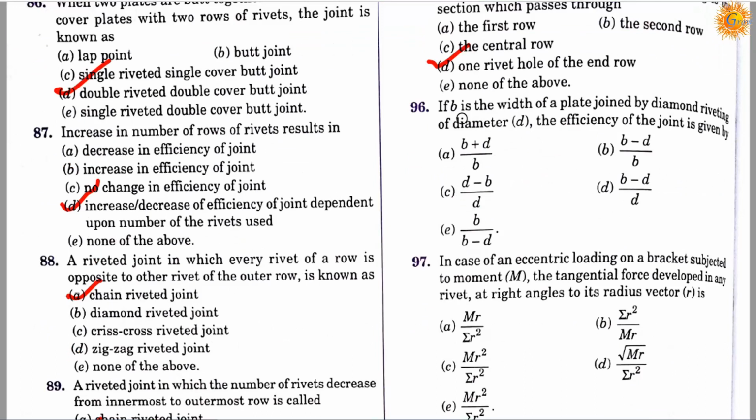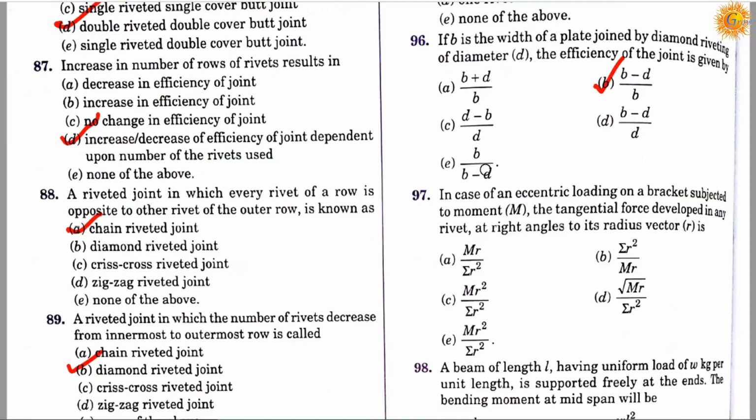Question number 96. If B is the width of a plate joined by a diamond riveting of diameter d, the efficiency of the joint is given by: option A (B plus d) divided by B, option B (B minus d) divided by B, option C (d minus B) divided by d, option D (B minus d) divided by d, option E B divided by (B minus d). Correct answer is B, it will be (B minus d) divided by B.